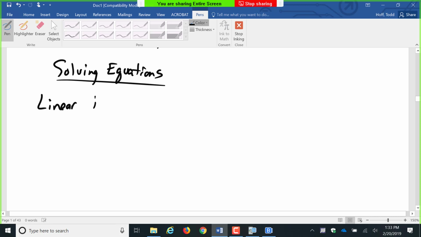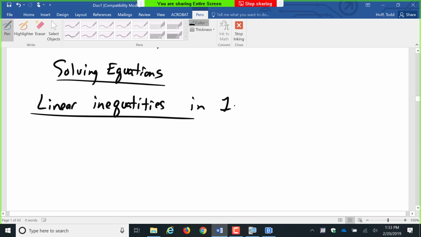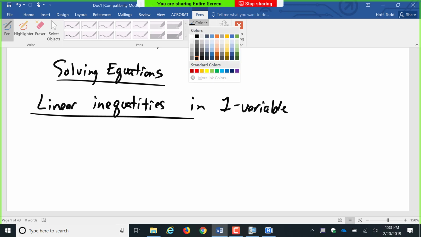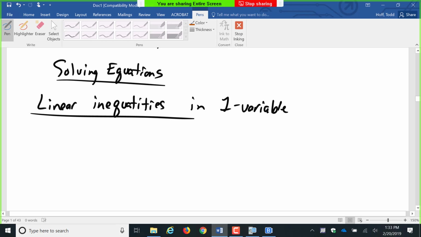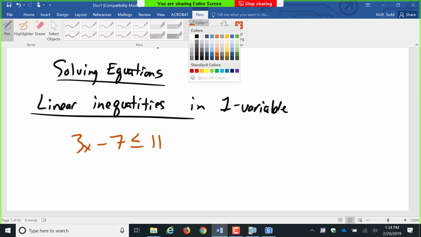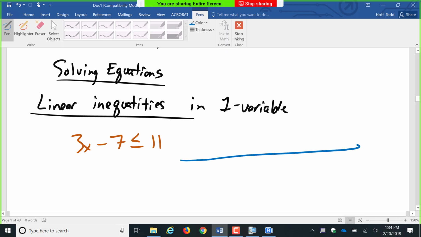Linear inequalities in one variable. So linear inequalities in one variable, that's where it's only one, it might be 3x minus 7 is less than or equal to 11. And you had to solve that. There's two ways that we know how to express that answer. One is on a number line. The other is solution set notation.